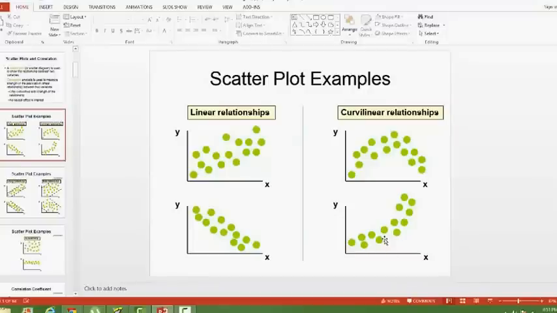But a scatter plot is not enough. As I said, correlation is the one that will measure the strength of the relationship between two variables. Okay.